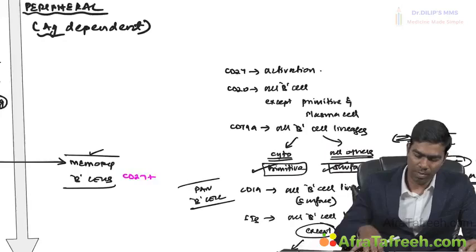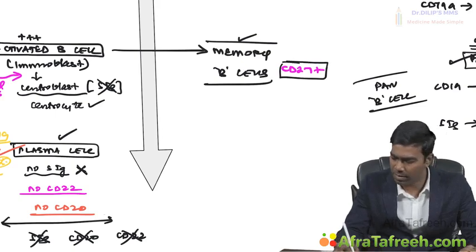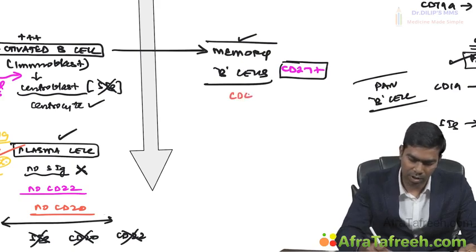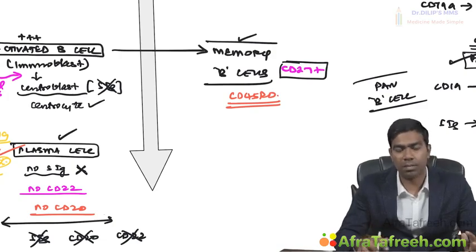And I didn't tell you about the memory B cell marker. For memory B cells, they will ask you one important marker. I told you memory B cells will still retain CD27 definitely. There is no doubt about that. But a very important memory B cell marker is CD45RO. CD45RO is a very, very important memory B cell marker.